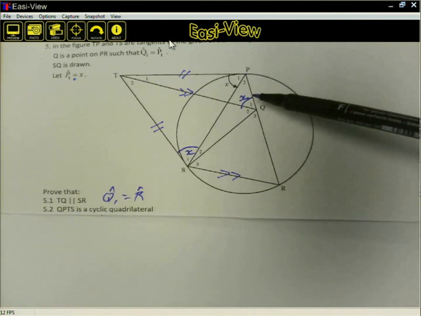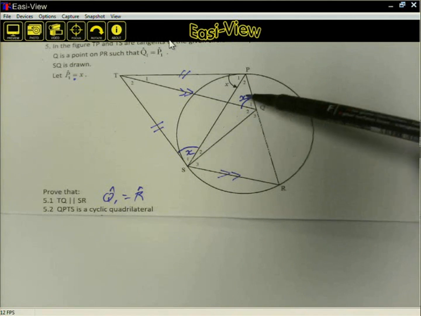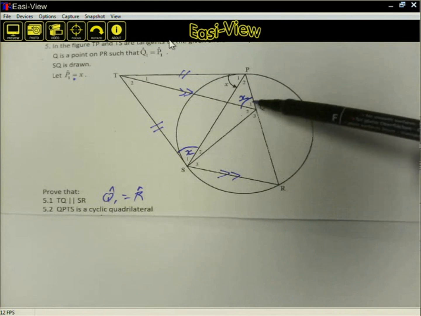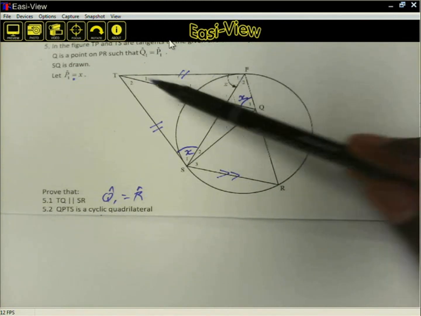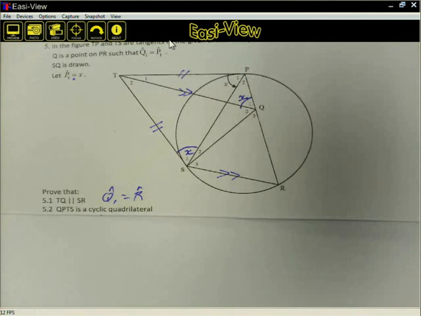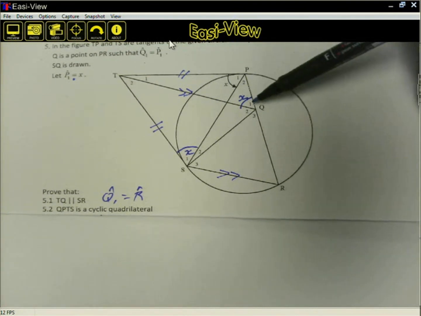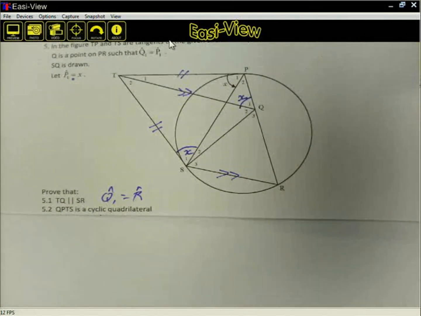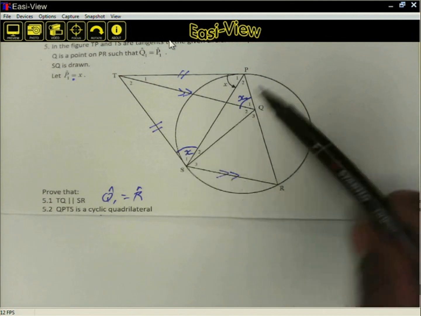Alternatively, if you can prove that Q1 is equal to S1, that one we have already worked out. Q1 is subtended by PT, and S1 is also subtended by side PT. If angles subtended by the same side of a quadrilateral are equal, then that quadrilateral is cyclic. So if you can prove that angle Q1 is equal to angle S1, because Q1 and S1 are subtended by PT, and already if we weigh options, you can see we can work that one out.